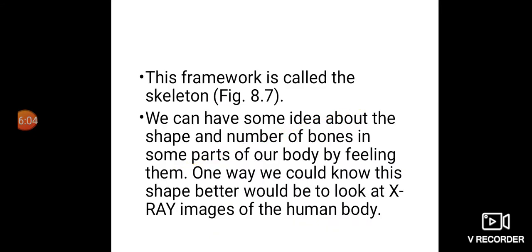How do we know that this is the shape of a human skeleton? So how do we know the shapes of the different bones in our body? How will we come to know? We can have some idea about the shape and number of bones in some parts of our body. How? By feeling them. How can we feel them? We can touch, we can press.